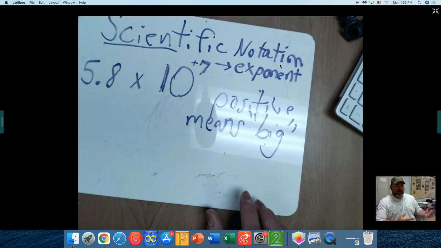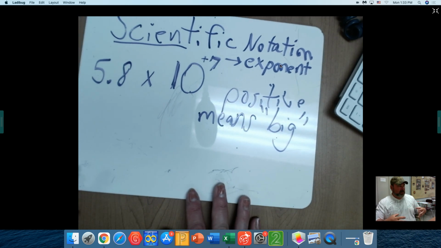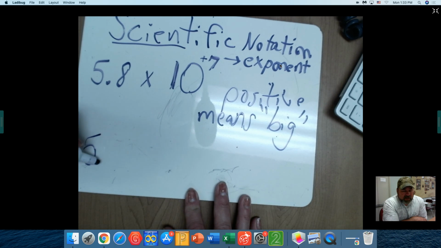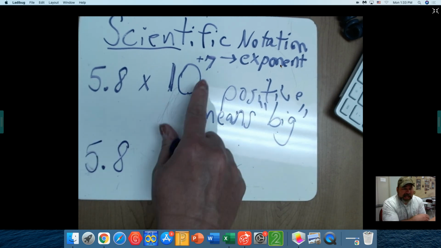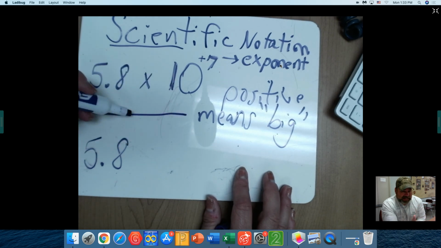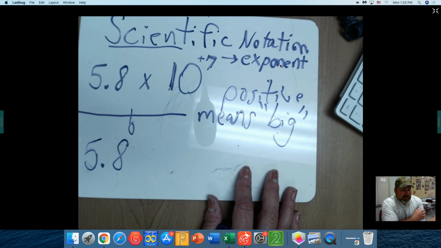And so this, if you think of the idea of multiplying times a number, that means your coefficient is going to get bigger when we turn it into what we're going to call standard form. Right. So I put positive means big. So I'm going to start by writing the coefficient, 5.8. Okay. And now when I multiply times that positive power of 10, that means that decimal place is going to move 7 times.